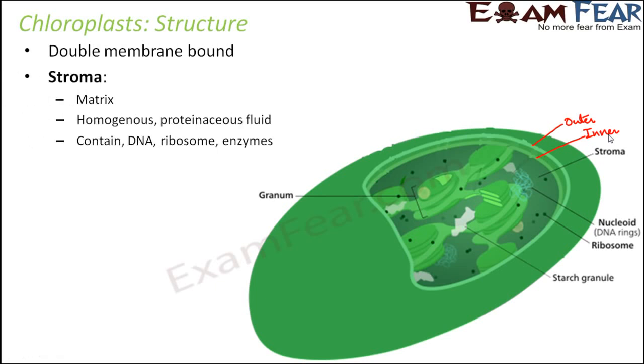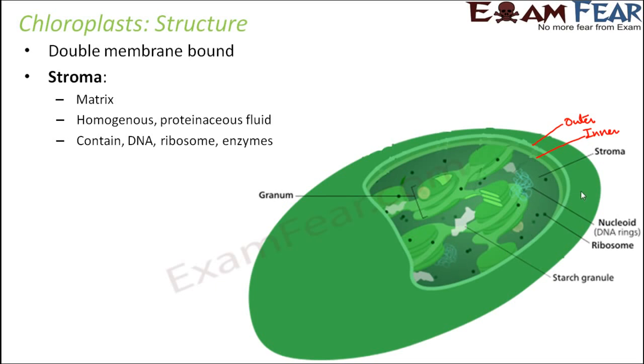It has a matrix called stroma, that is a fluid filled structure. So this fluid filled space is stroma. If you see here, this entire space, the dark green structure is stroma. What is this? It is a homogeneous proteinaceous fluid. It contains DNA, ribosomes, enzymes. So everything is like dissolved in this fluid like structure. So this is called stroma.